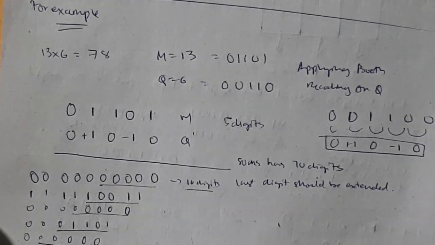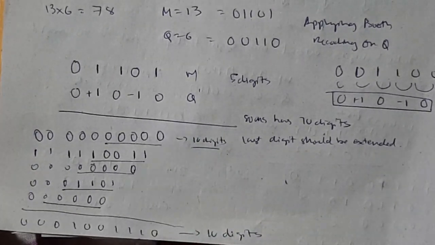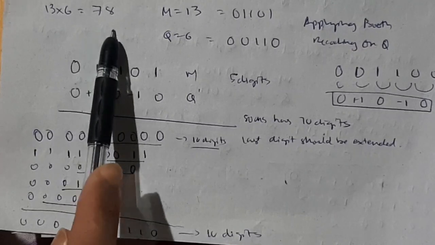Then after you complete this, add it normally, like 0 will be here, then 0 plus 1 is 1, 0 1 0, like that you have to write the full final answer. This is the final answer which you get, which is the binary equivalent of 78.